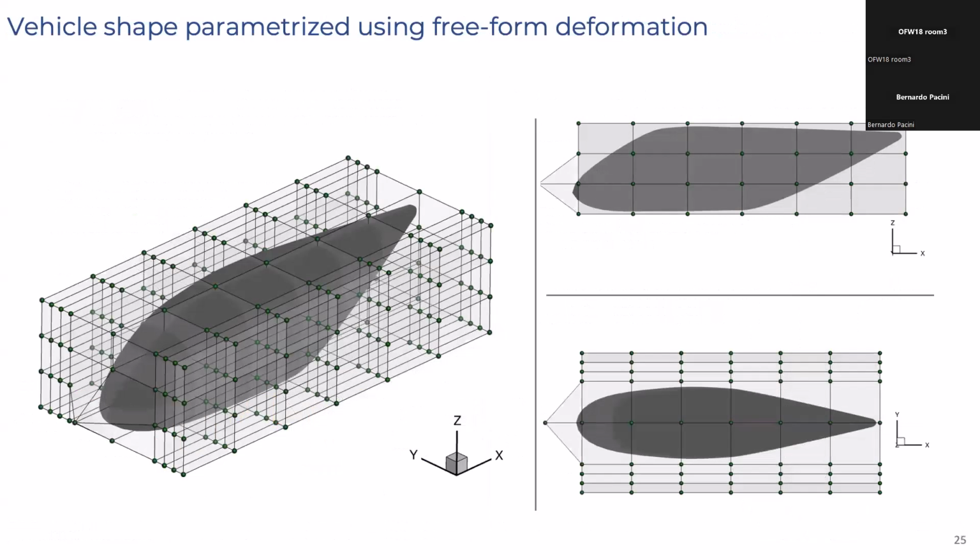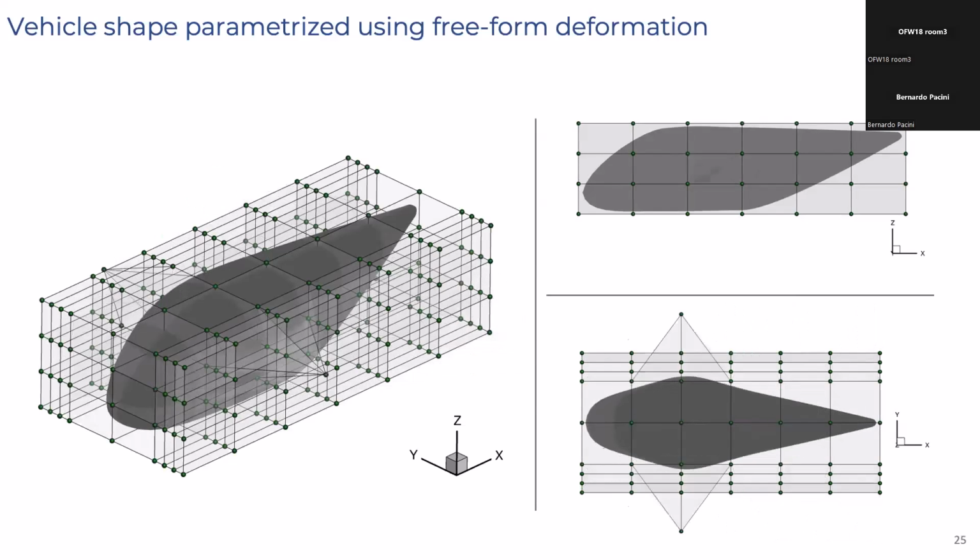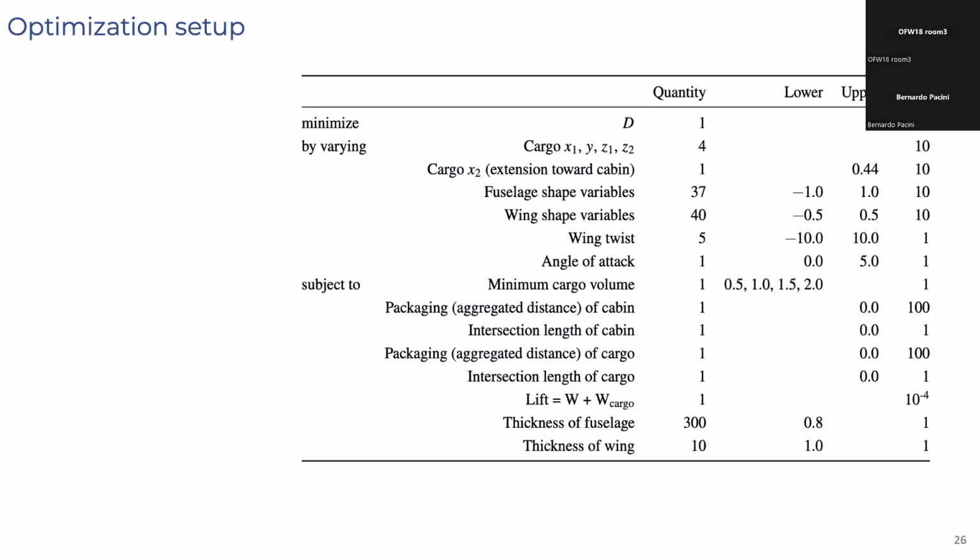We parameterize the vehicle, again, with free-form deformation, a little bit different than the wing design here, but you can see as we tug on each one of those points, we can locally adjust the shape of the fuselage to try to change the design to a better one. The optimization problem is to minimize drag here with respect to some cargo design variables, the fuselage shape, the wing shape, and the wing twist and angle of attack of the vehicle.